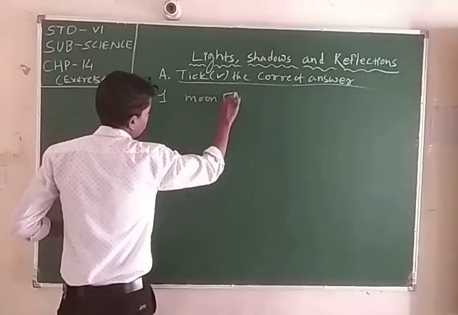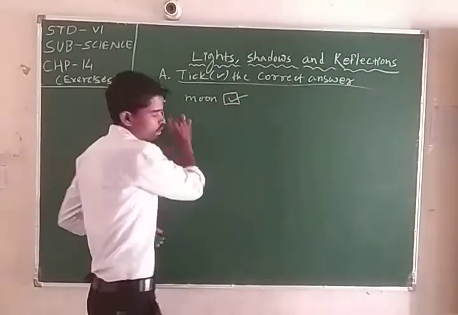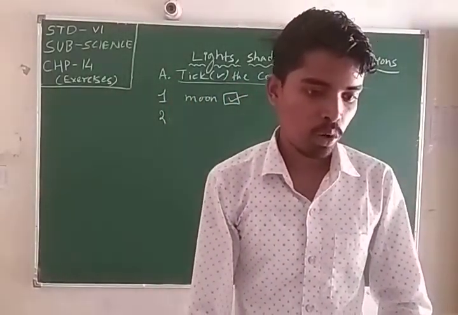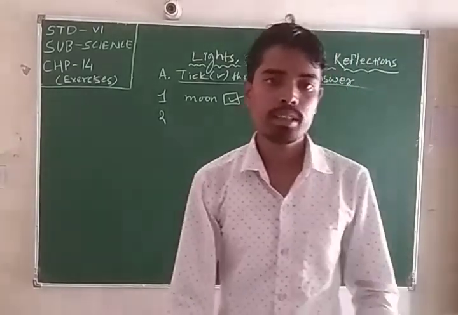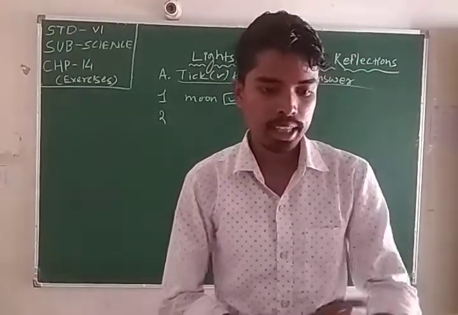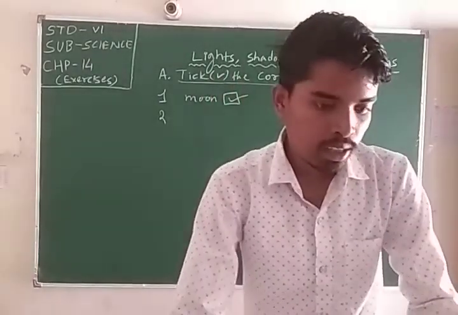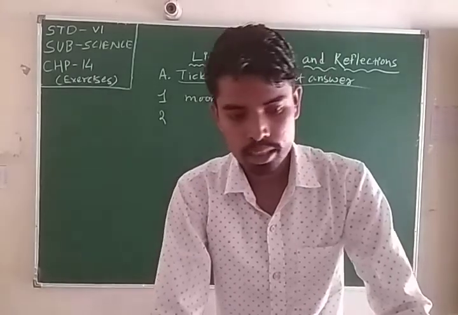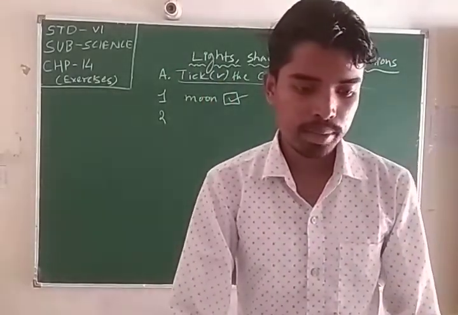You have to pick the option moon. Next, number 2: a pinhole camera always produces A, an erect and enlarged image; B, an inverted and enlarged image; C, an inverted and diminished image; D, an erect and diminished image.